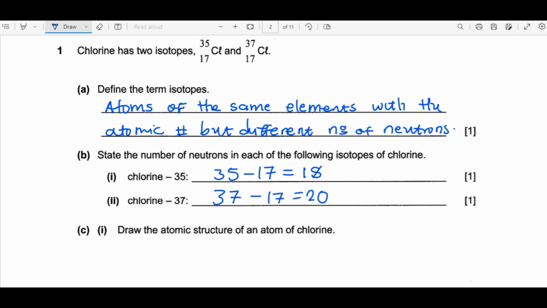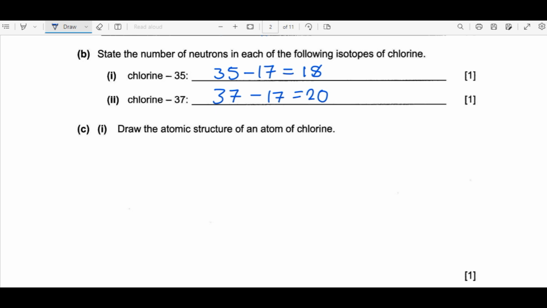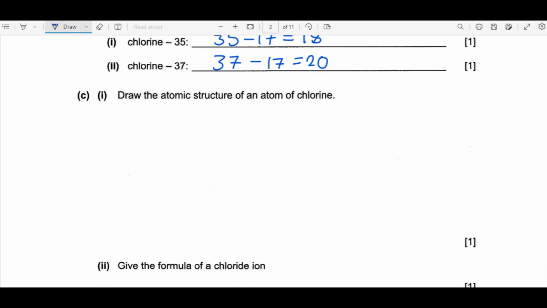Then we move on to C1. Under C1, draw the atomic structure of an atom of chlorine. So our focus is just the atomic number. Begin by first giving the electron configuration, of which the first shell must occupy 2 electrons. Then if we subtract 17 minus 2, we have 15. Then the second shell will occupy 8 electrons. The outermost shell will occupy 7 electrons.